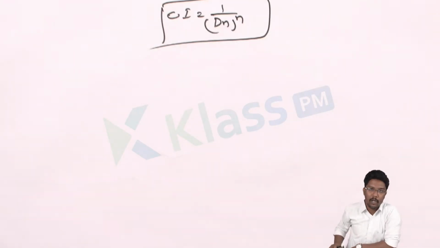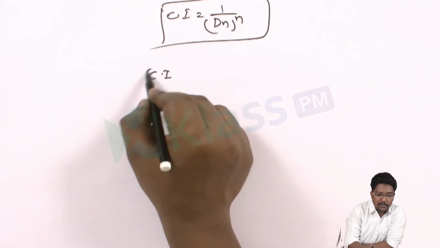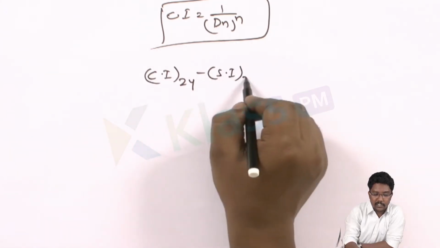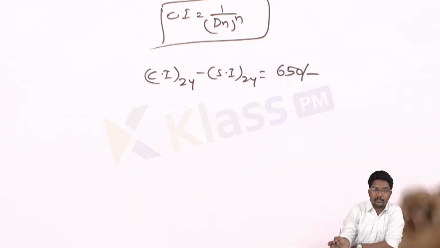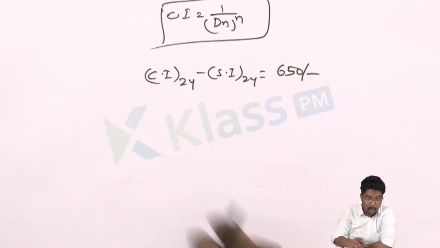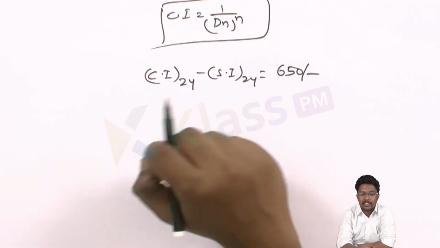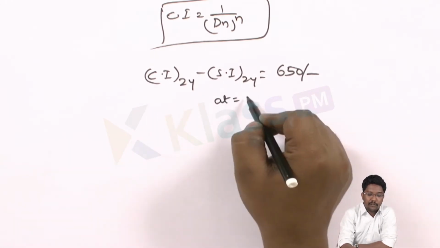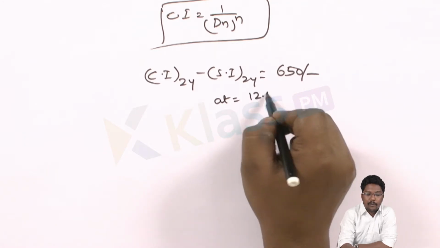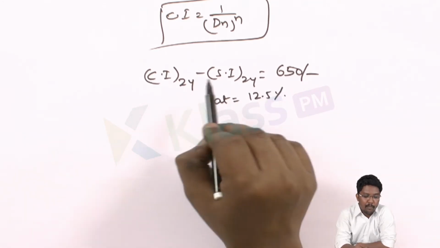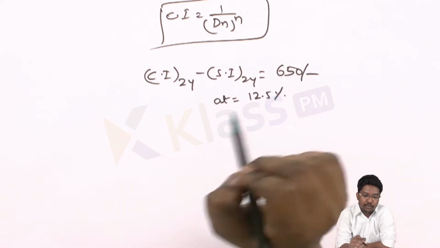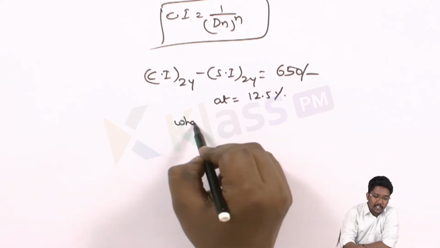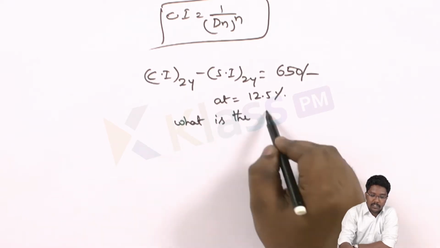In this type of problem, he will mention the difference between compound interest and simple interest for 2 years is 650 rupees. Then at the rate of, what is the rate of interest? Let us calculate 12.5%. The difference between compound interest and simple interest for 2 years is 650 rupees and the rate of interest is 12.5%. Then what is the principal?